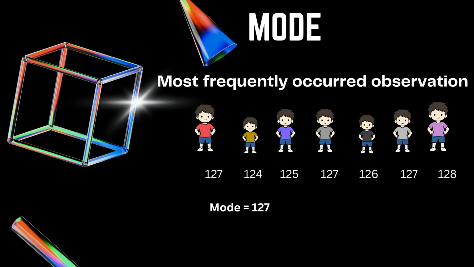So median gives the middle value of the data. But sometimes we want to know which value occurs most frequently, and that is where the mode comes in. Mode is the value that occurs most frequently in a data set. In this example, the number 127 appears most often. So the mode is 127.